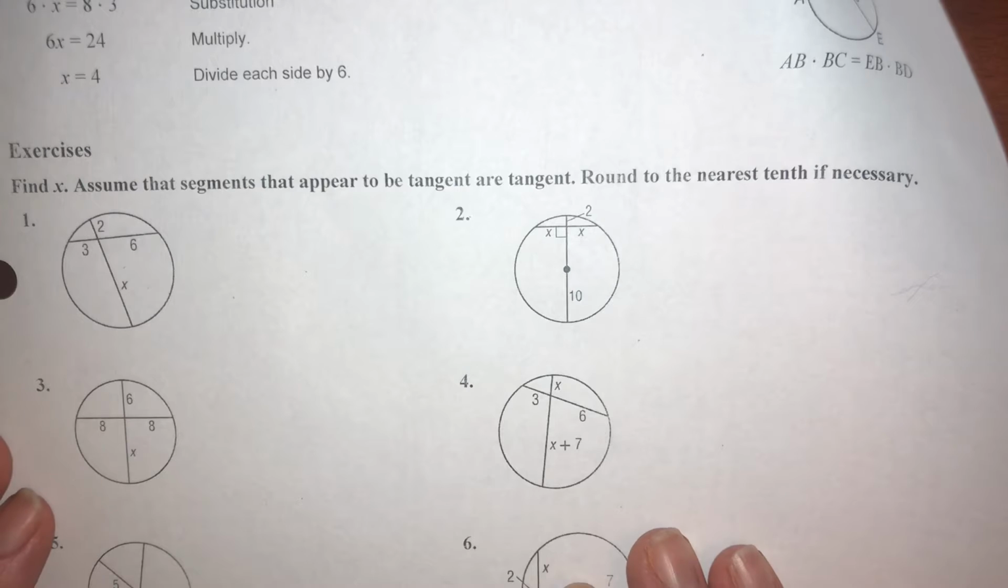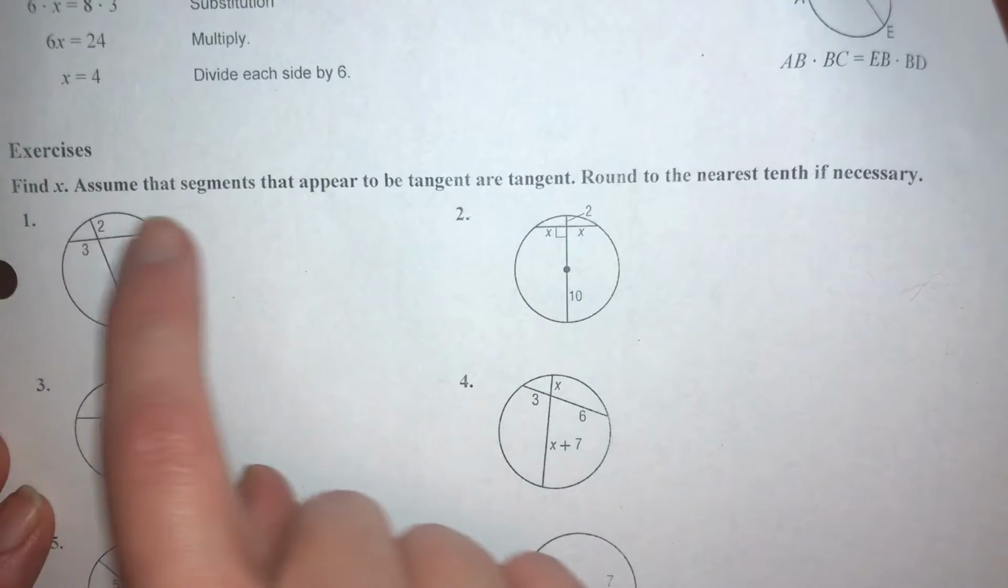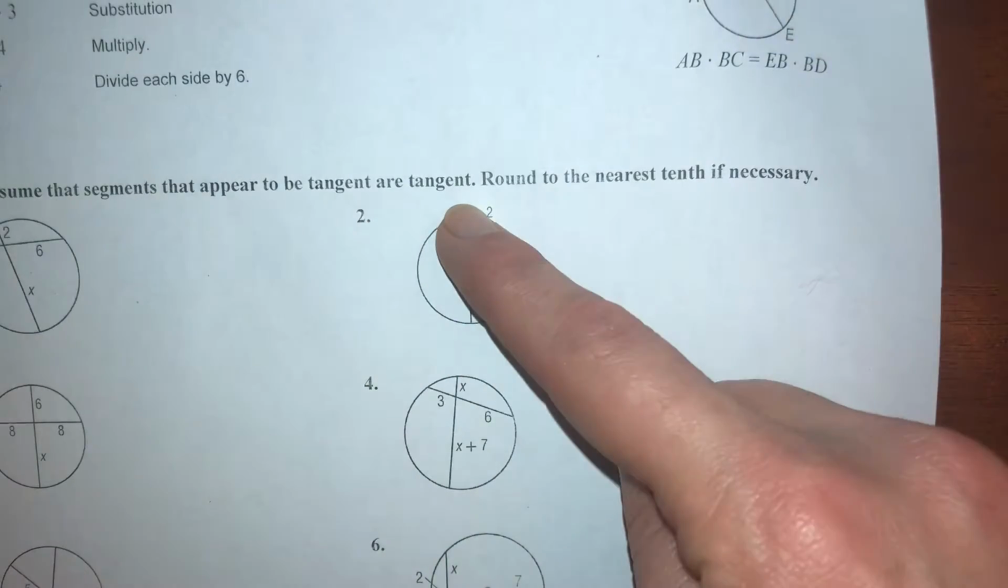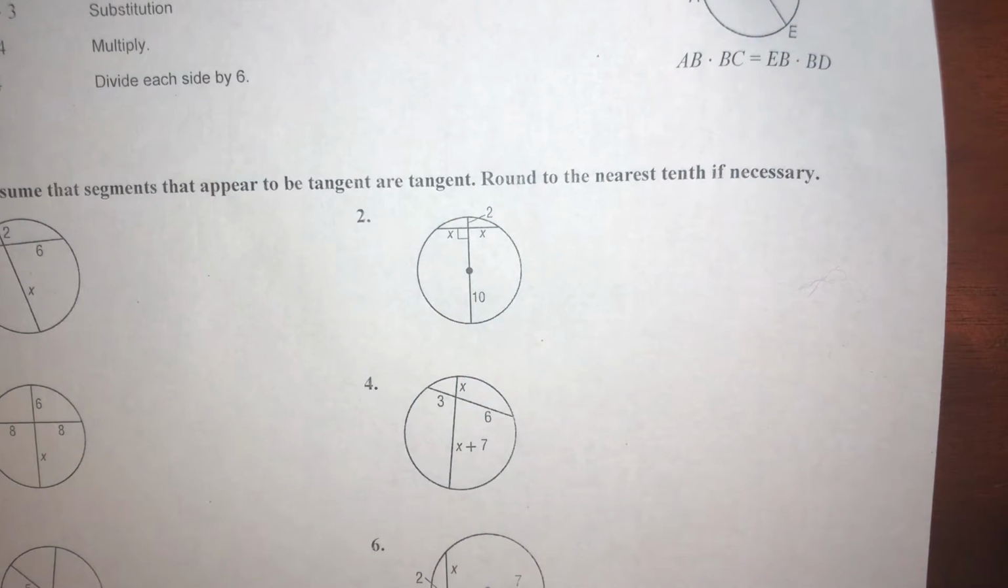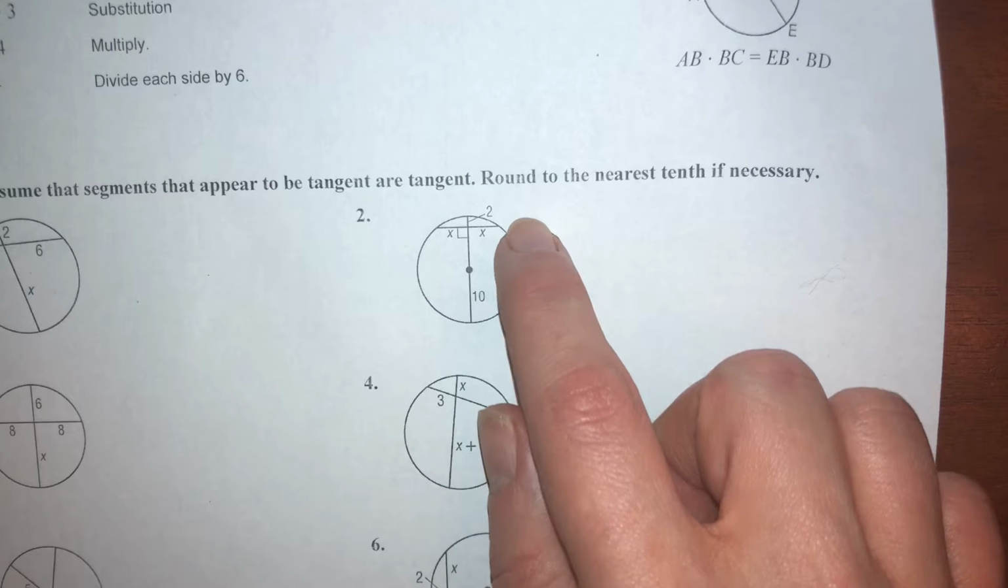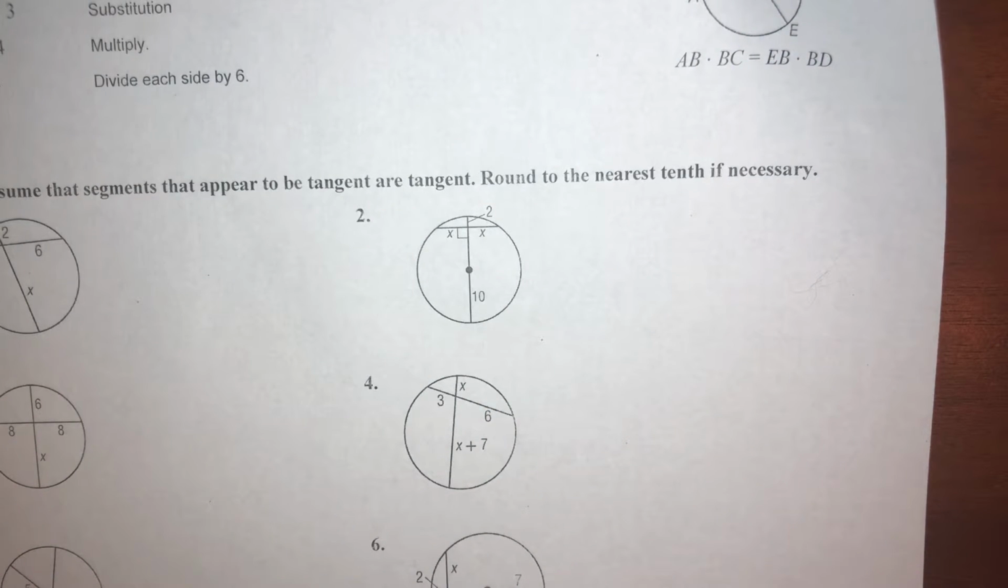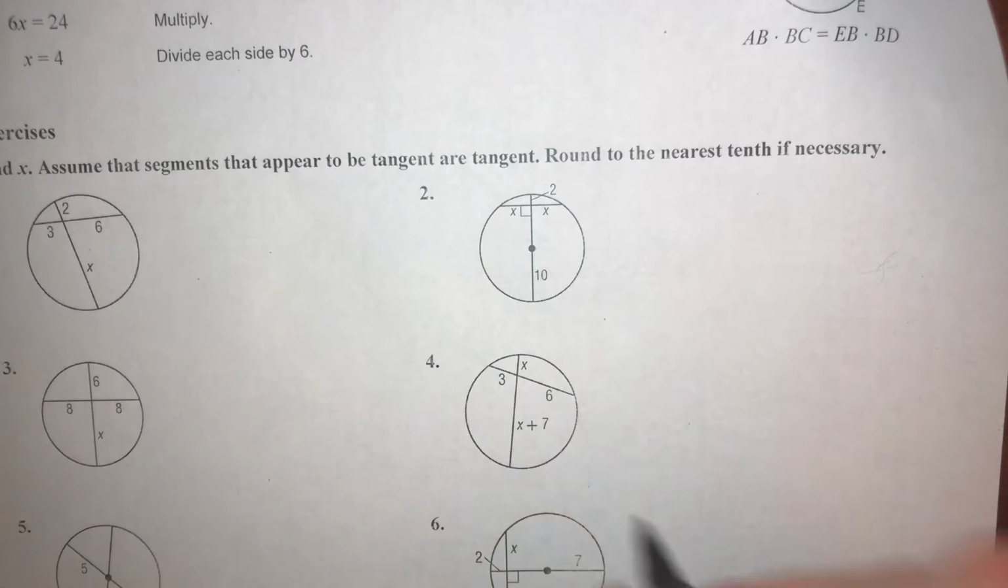The directions tell us to find x. Assume that segments that appear to be tangent are tangent. I don't see any tangents down here though. And we're going to round to the nearest tenth if necessary, which will be necessary on a couple. I do want to mention that problem number 4 is particularly challenging because it involves some of your algebra that you learned last year. So we'll save the best for last.